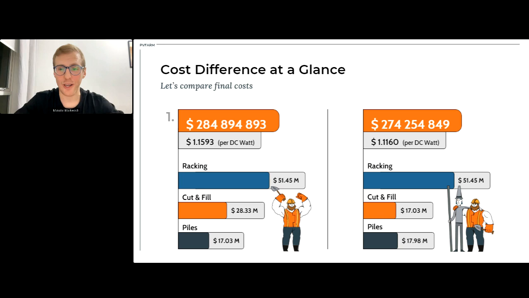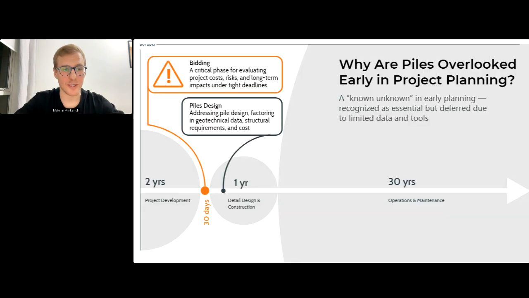So let's talk a little bit about the process itself. As you can see here, we have project development, then detailed design and construction, and then the O&M phase. During the bidding phase, it's a short, kind of 30-day window.